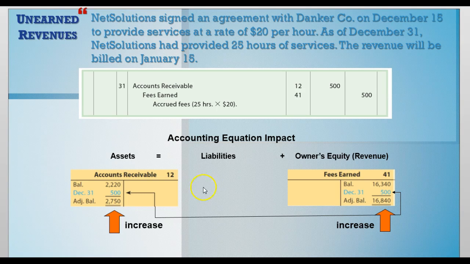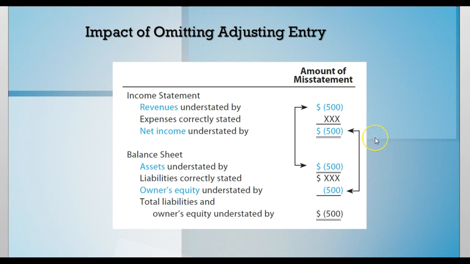So they're going to create a fees earned here of $500 with a credit, and then create an accounts receivable of $500. Again, you can see it's increased the asset side, and it has increased the owner's equity side, so everything is in balance. Now, what would have happened if they hadn't done that?